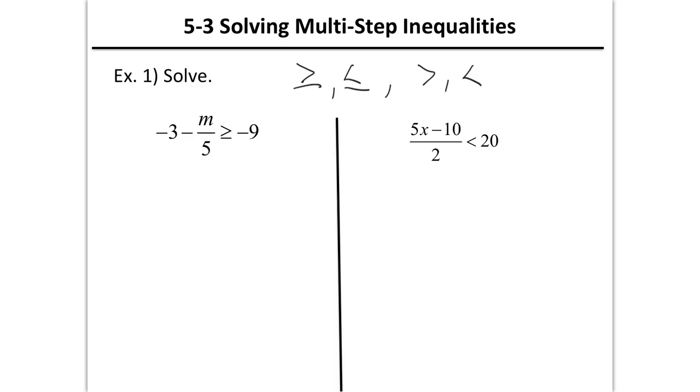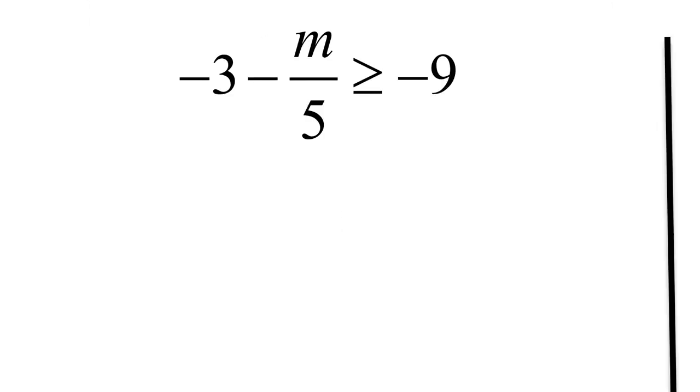So let's look at the first one here, and the inequality does have a fraction. We have -3 minus m over 5 is greater than or equal to -9. So we are going to start by getting rid of the fraction. One way to get rid of the fraction is to multiply by the denominator, and that's going to help you get rid of that fraction.